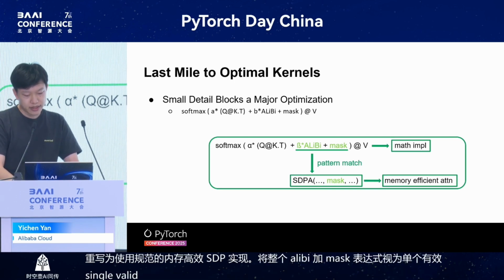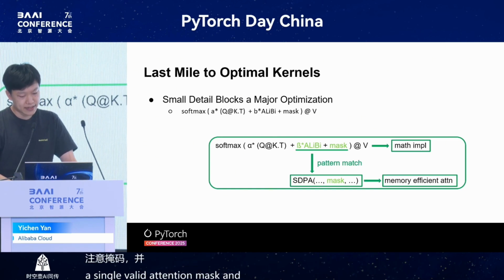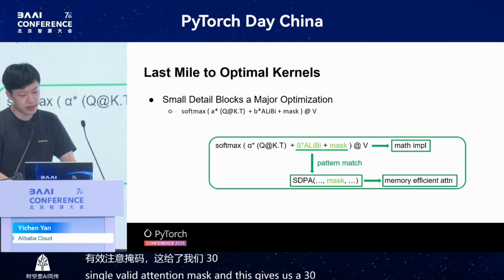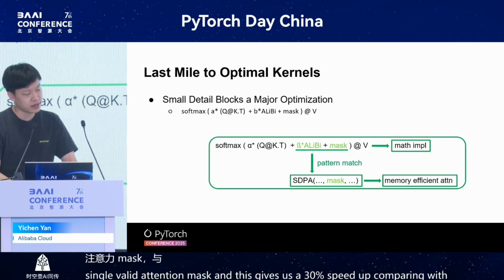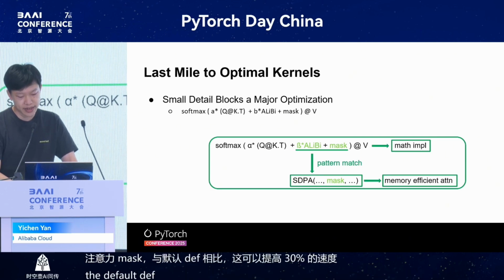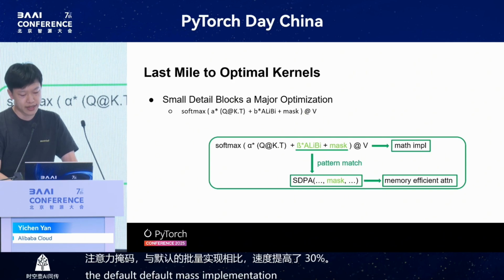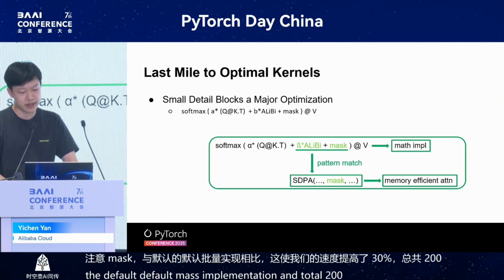And this gives us a 30% speedup compared with the default math implementation and a total of 260% faster than the original eager mode execution.